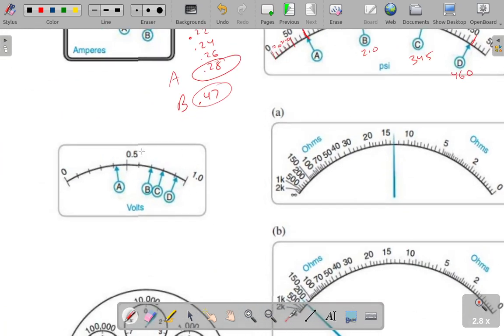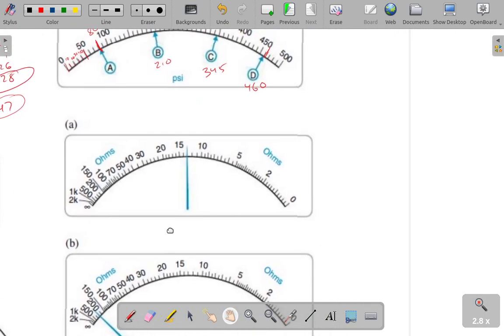Same thing goes with volts. I would call each of these 0.1 volts because of the spacing, 0.1, 0.2, 0.3, 0.4, 0.5. And you could read those off. I'm not going to bother.